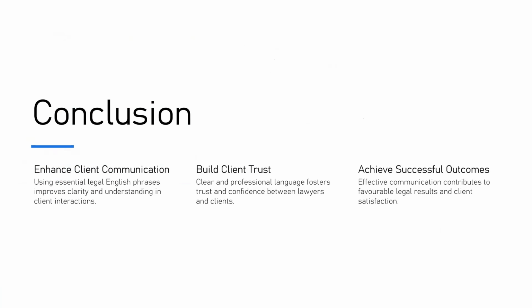So in conclusion then, the three things that we have looked at. So enhancing client communication. Using essential legal English phrases and collocations will improve clarity and understanding in interactions with clients. It will also help to build client trust because the use of clear professional language will foster trust and confidence between clients and their lawyers. And finally, achieving successful outcomes. So again, effective communication contributes to favorable legal results and client satisfaction.